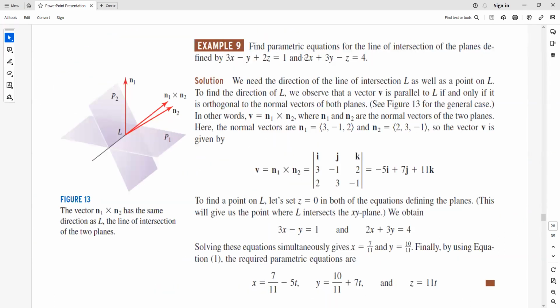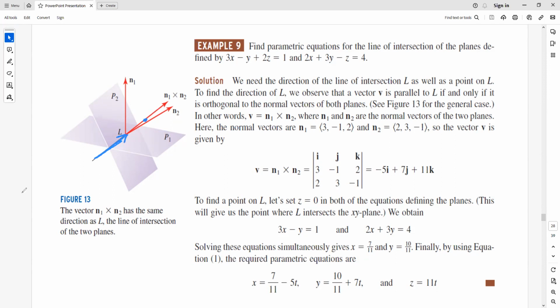Okay, now find the parametric equation of the line of intersection of the planes defined by these. So the two planes are given. We have to find the line of intersection. This is the line of intersection of two planes, right? Now to find it, we already know that to find the equation of a line in space, we need a vector that is parallel to the line, right? And a point on the line.